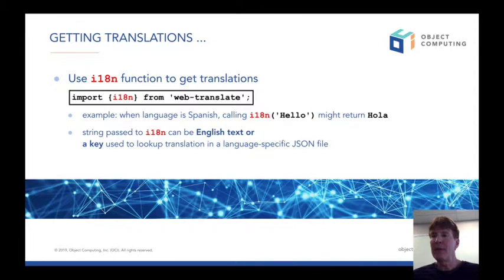JavaScript files in the web application that need language translations should import the i18n function from the Web Translate library as shown on the screen. To obtain a translation for a given string of text in the currently selected language, call the i18n function passing the string. Later we'll describe how to set the current language. The i18n function can also be passed a key instead of the text to be translated. The key is used to look up the text to be translated in a JSON file shown on the next screen.